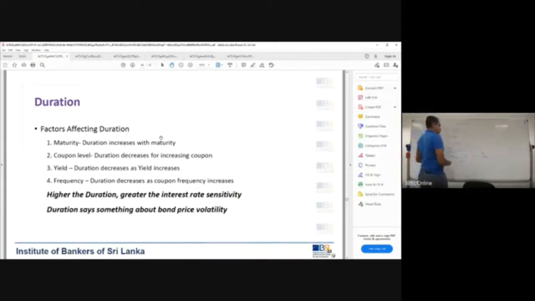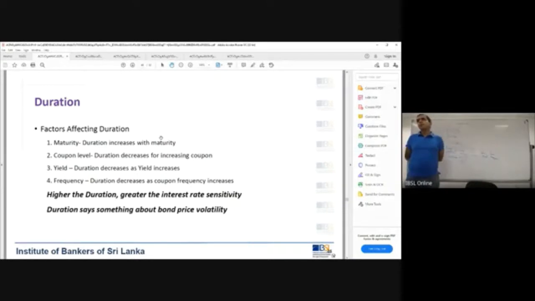In addition, you can also use frequency. Duration decreases as coupon frequency increases. Right? Duration decreases as coupon frequency increases. So low frequency, long duration. It's L. Any way you look at it, it is L. These are the main two factors, maturity and coupon. In addition, yield and frequency of coupons, right?